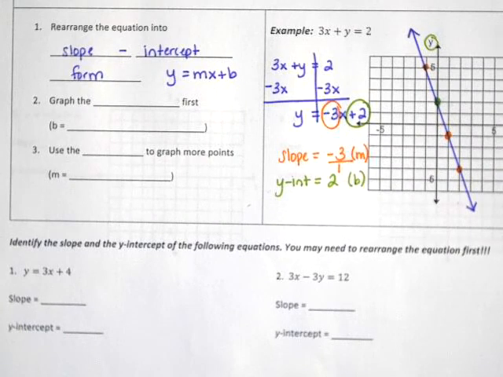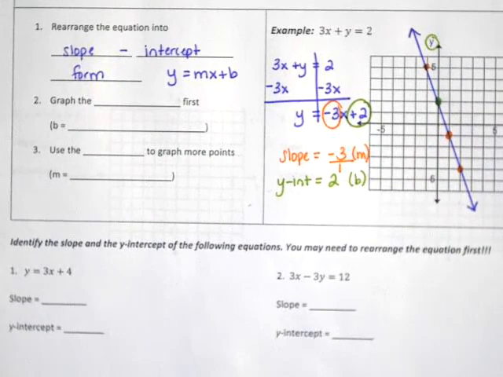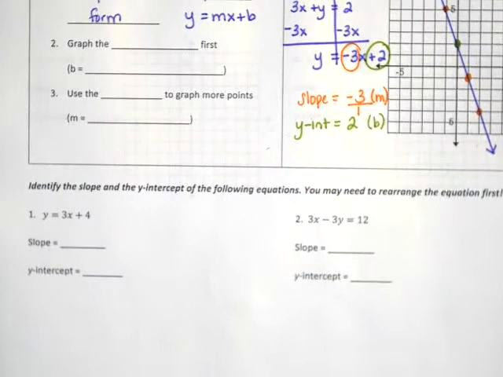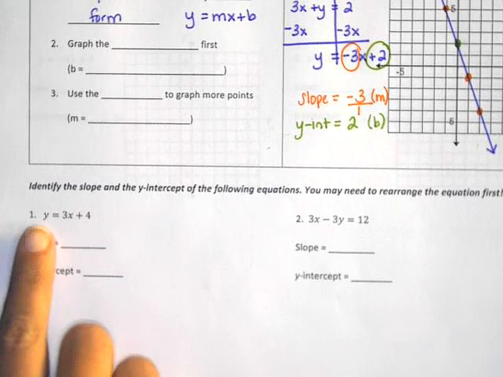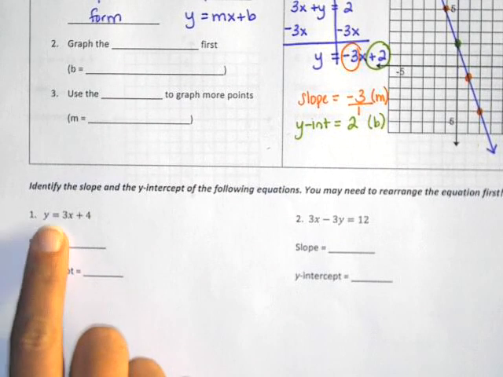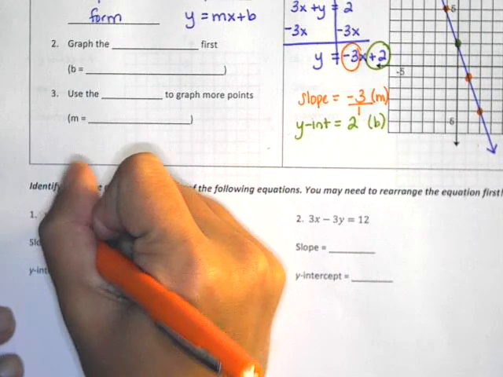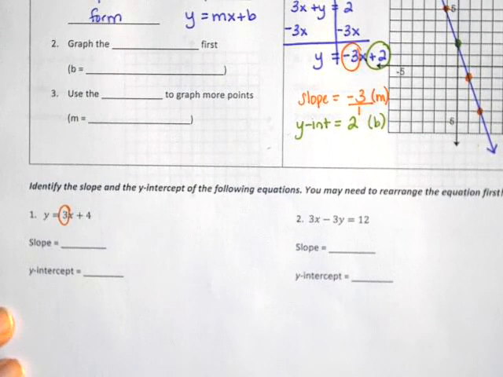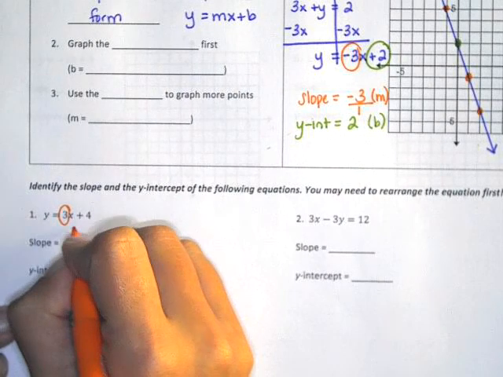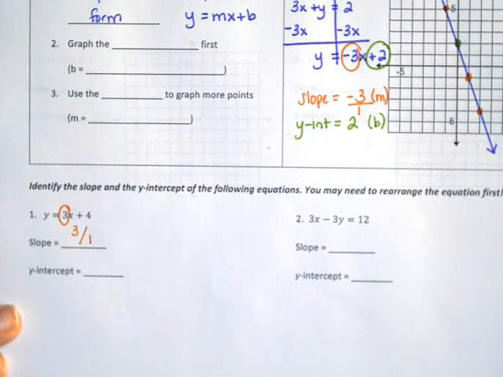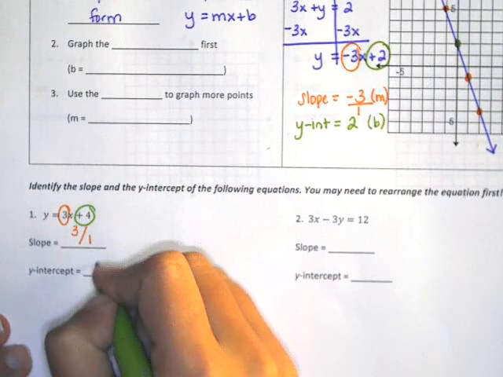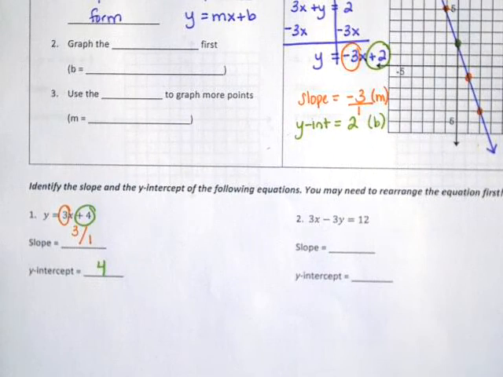Let's take a look at some equations. The first thing we're going to practice is just taking these equations and rearranging them if necessary so that we can identify the slope and the y-intercept. So if I look at problem number 1, I'm noticing that the y is already by itself, y equals 3x plus 4. So what I'm going to do is just use the numbers, because it's already arranged properly, and find the slope, which would be 3 over 1, because I want to make it look like a fraction, and the y-intercept, which would be 4, and just list those numbers.